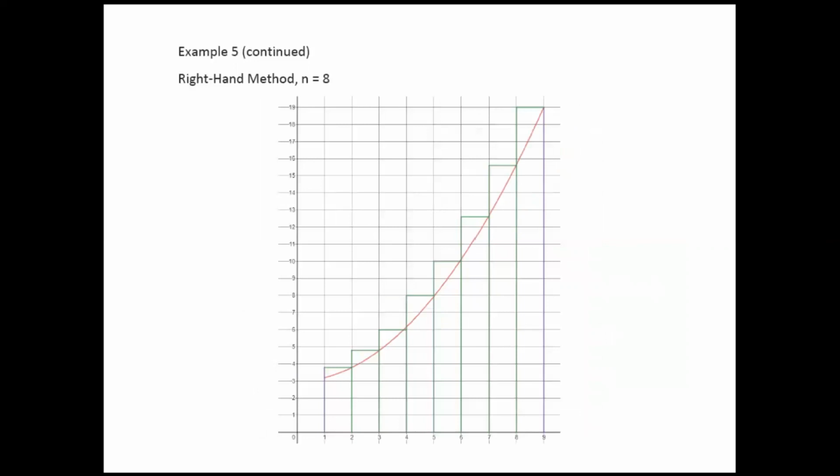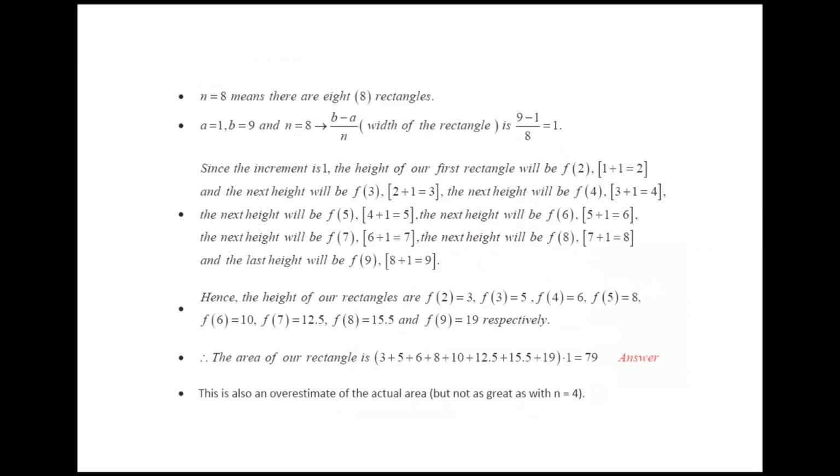Yes, we'll go to 8 rectangles now, which means that the increment and the width is 1. 9 minus 1 over 8 is 1. So remember, we don't start at 1. We start one increment over from 1, which is 2. Then one increment over from 2 is 3. One increment over from 3 is 4, 5, 6, 7, 8. So that's where our heights will be.